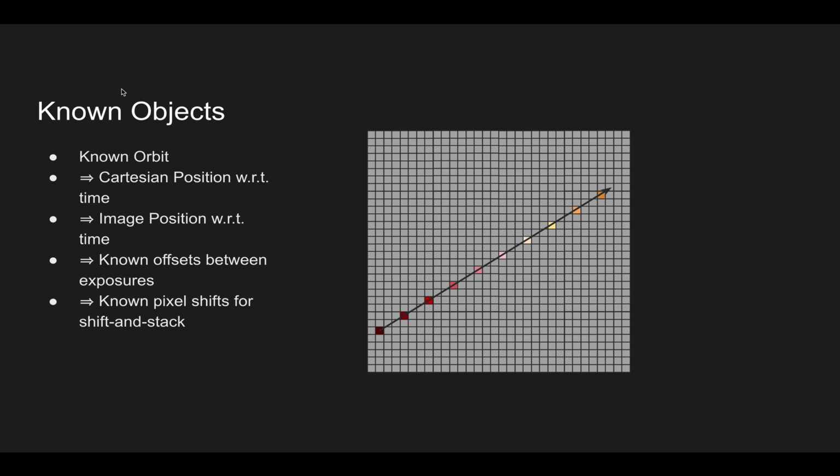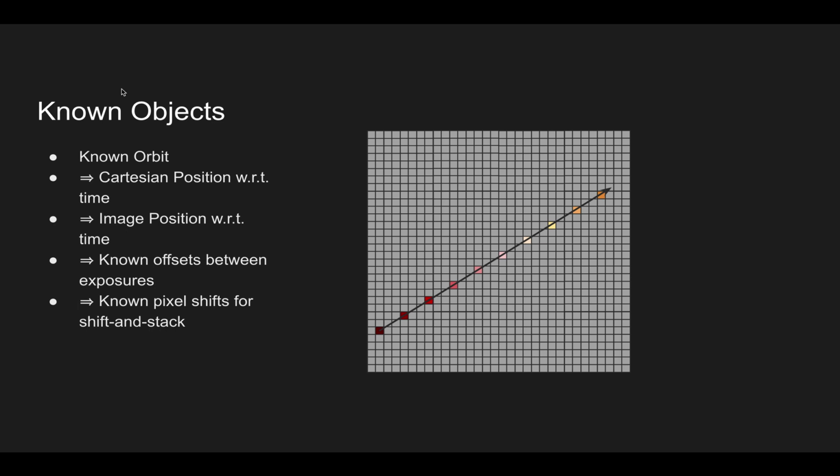Okay, so we want to perform a blind search for unknown outer solar system objects using TESS data. So let's consider how we're going to do that. If we had a known object, it's easy to imagine how to use shift and stack. You've got a known object with a known orbit, you know its position as a function of time, so you know where it's going to be in each exposure, so you can work out what the required pixel shift is between each exposure to do the shift and stack.